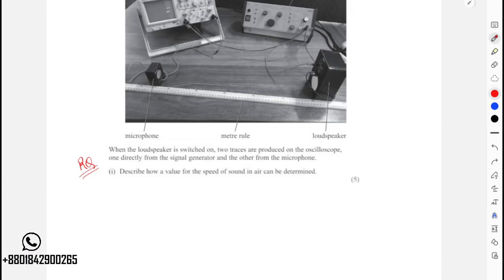Now, for the frequency of the sound we're using, on the screen of the cathode ray oscilloscope you can take a reading for the time period, and using that time period you can find the frequency, f equals 1 over T. Using that frequency and lambda, you can use the equation v equals f lambda to calculate the value for your speed of sound in air. Okay, this is the entire procedure.